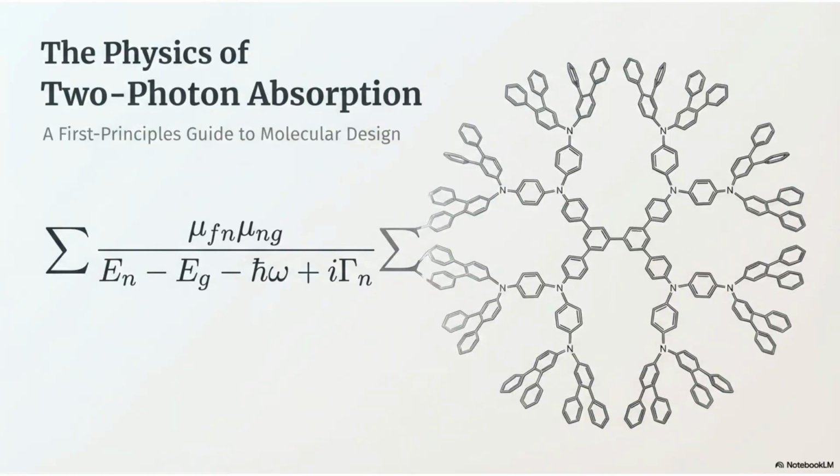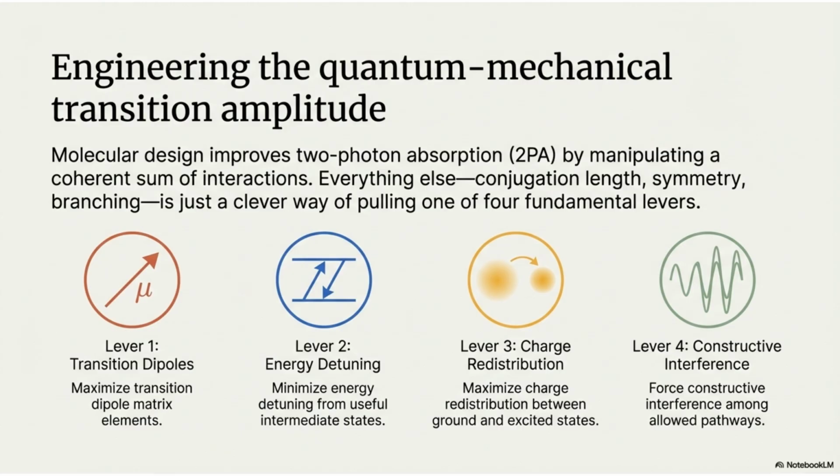This video is a first principles guide to molecular design for two-photon absorption, or 2PA. We will explore how to engineer the quantum mechanical transition amplitude to create molecules with stronger 2PA properties. Improving 2PA is achieved by manipulating interactions through 4 fundamental levers. These include maximizing transition dipoles, minimizing energy detuning, maximizing charge redistribution, and forcing constructive interference among pathways.